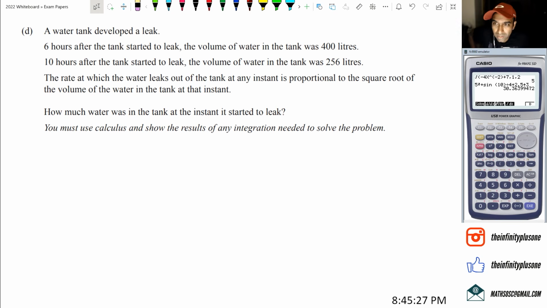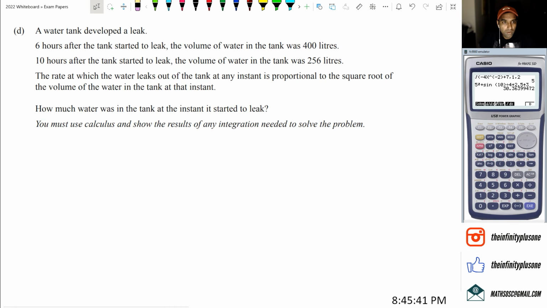Okay, so we've got our final question for question 1, which generally tends to be an excellence question. What we've got here is kind of a differential equation, I guess. A water tank developed a leak. 6 hours after the tank started to leak, the volume is 400. So the first thing we're going to write down is that t is equal to 6, volume is equal to 400. Next it says when it's 10 hours, 256, so t is equal to 10, volume is equal to 256.